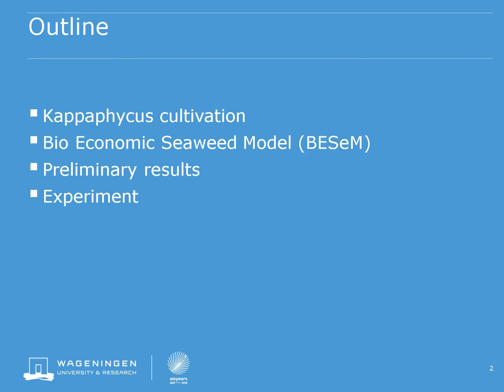The seaweed species we are talking about is Kappaphycus alvarezii, which is locally also called cotoni. It is an economically important seaweed in Indonesia. In this presentation, I will start with showing you some figures of the cultivation. Next, I will present what we call the bioeconomic seaweed model, which is a mathematical description of the cultivation system. We are currently running an experiment to estimate parameters of the model. I will briefly present the experiment.